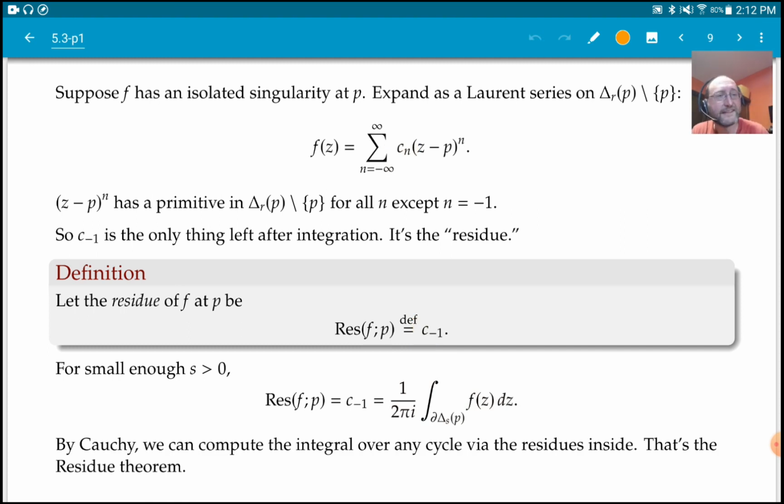Now, what this means is that via Cauchy, we can relate any integral over any cycle to the residues that are inside, and that's what the residue theorem is. So we'll state and prove it right now, and it's basically just applying Cauchy's theorem.